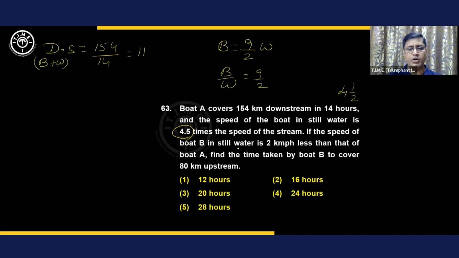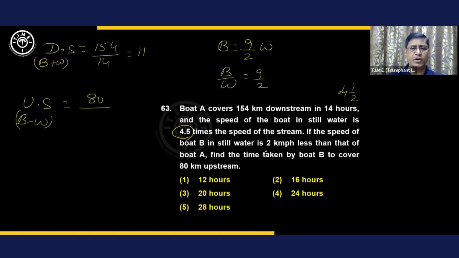Now look at the continuation here. If the speed of the boat in still water is 2 kilometers per hour less than that of boat A, so boat B and boat A, if you observe, boat B's speed is 2 kilometers per hour less. Then find the time taken by boat B to cover 80 kilometers upstream. Upstream is B minus W. What is the value of B?